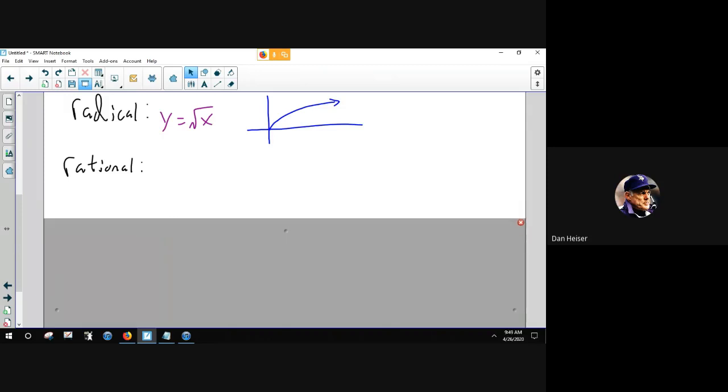Rational. We're going to spend some more time on rationals a little later on in this unit. For now, just focus on the plain vanilla rational, 1 over x. These have lots of different variations. So at least for now, when you're asked to identify or name a rational function, y equals 1 over x will be our go-to. Just a plain vanilla rational function.